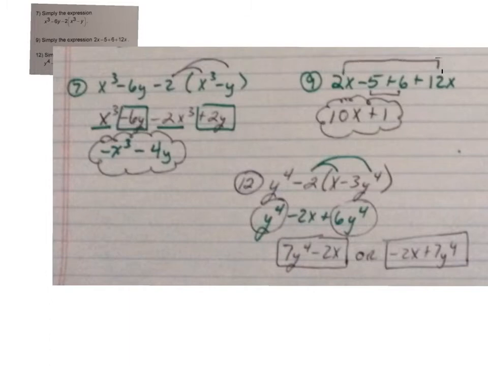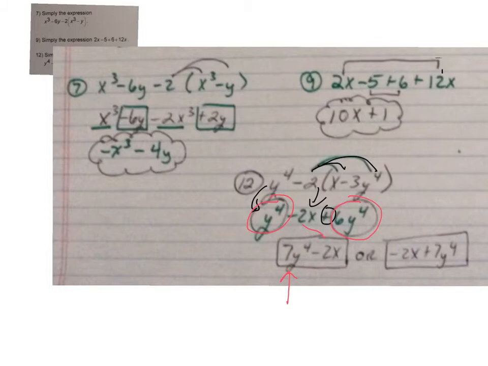On number 12, basically I had to distribute that -2 first, so I brought down the y to the fourth. -2 times x is a -2x. -2 times -3y is a positive 6y. I then combined like terms by combining the y to the fourth and the 6y to the fourth, which gives me 7y to the fourth.